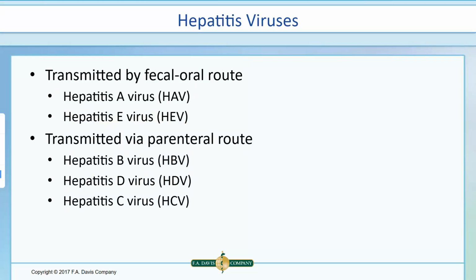Hepatitis viruses. So there's a bunch of different hepatitis viruses. When you hear hepatitis, you may know that hepat refers to the liver, itis is inflammation. So all of these cause generalized inflammation of the liver, but they cause that inflammation to various extents. There are some viruses that are transmitted by the fecal-oral route, like hepatitis A and E, and some that are transmitted by the parenteral route, B, D, and C. So that's blood contact, or sometimes it's by sexual contact.